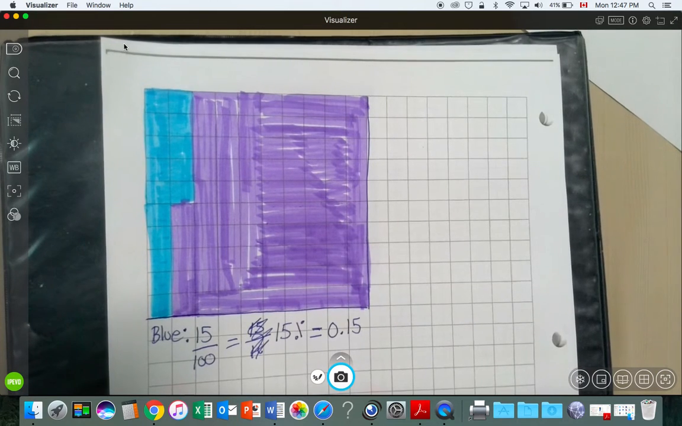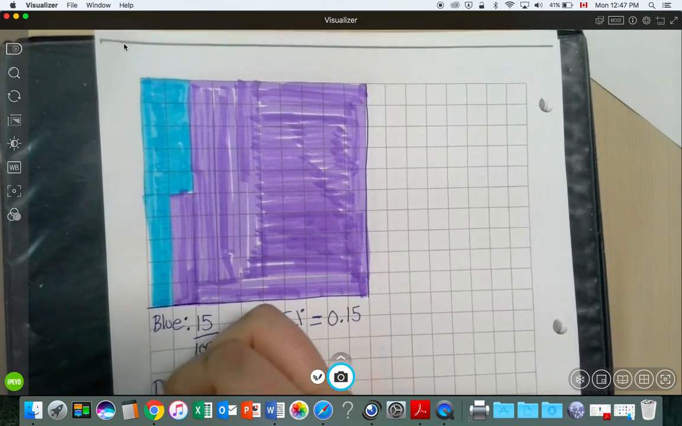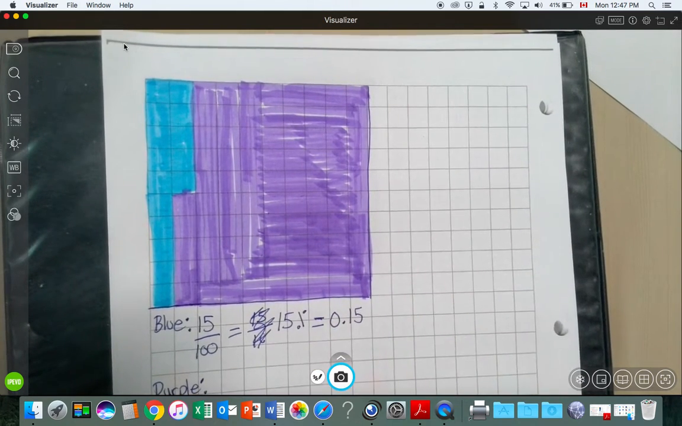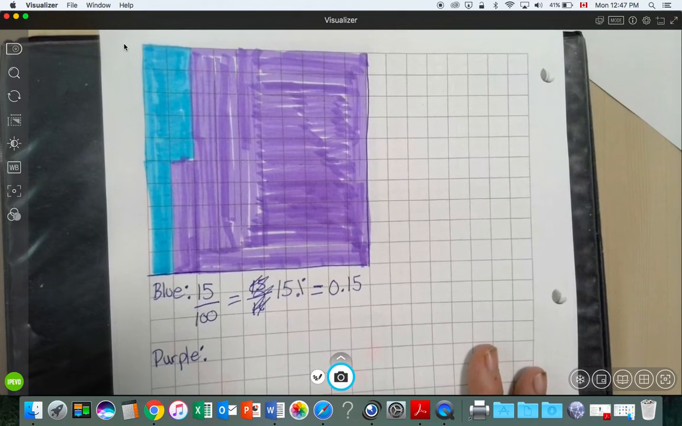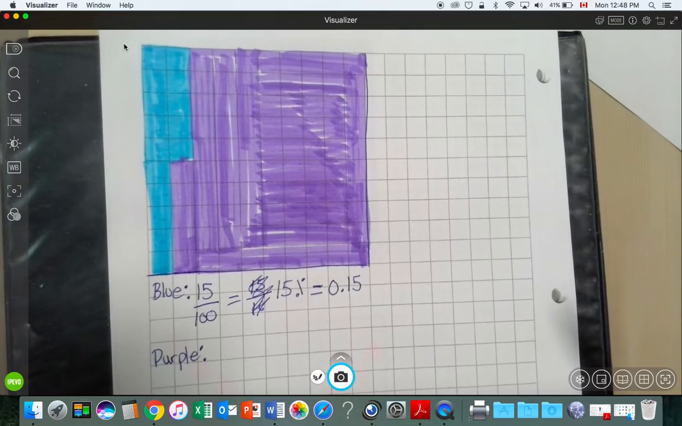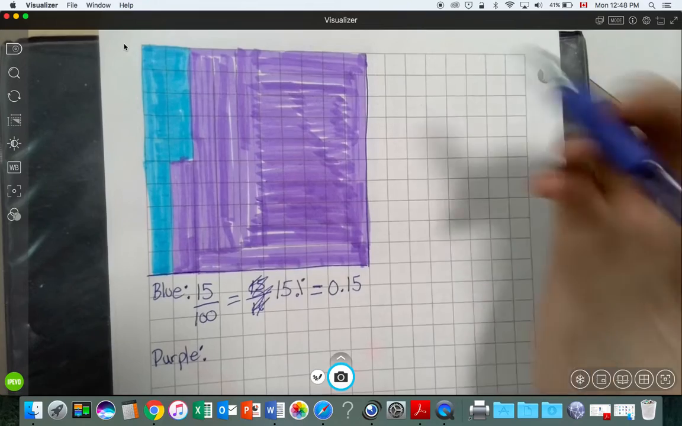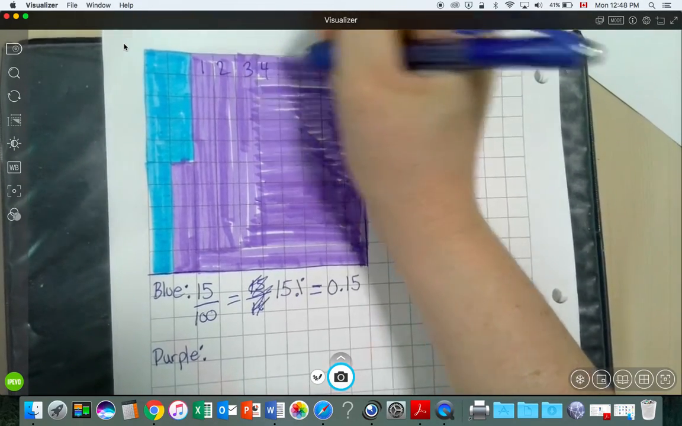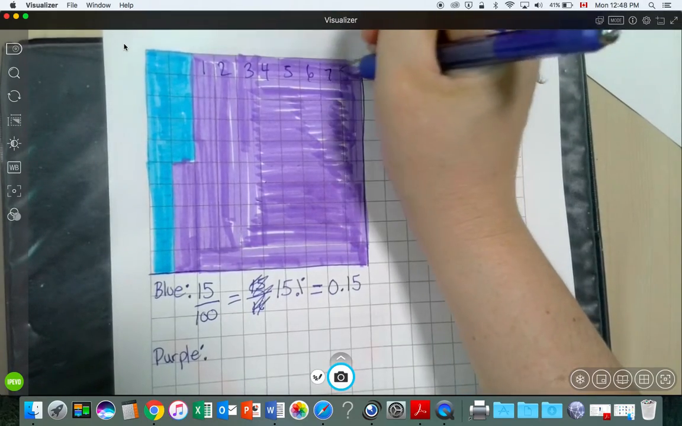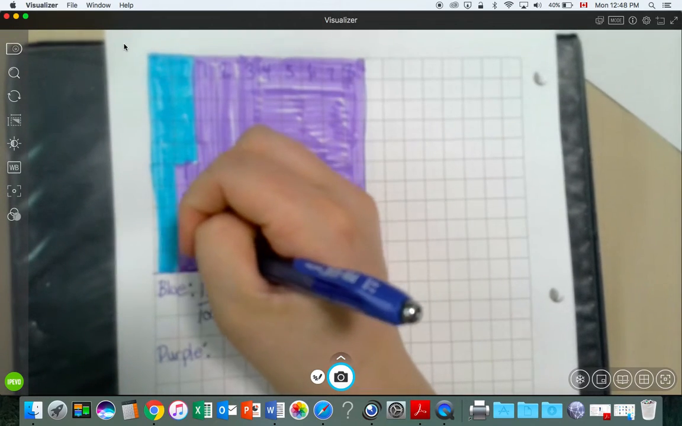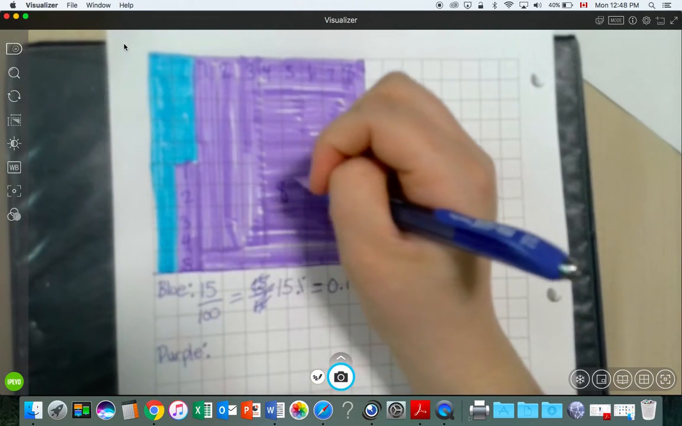We're now going to do the purple part. Because we already have 15, you could take away 100 minus 15, knowing that we have 85, but I just want to count it out to make sure. So I'm going to count across. I have 1, 2, 3, 4, 5, 6, 7, 8 rows. So that gives us 80. And I have 1, 2, 3, 4, 5. So indeed it gives us 85.